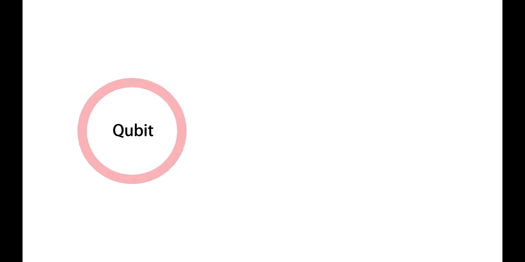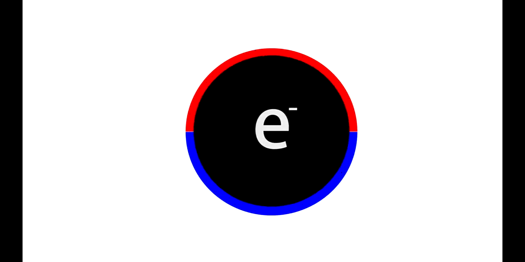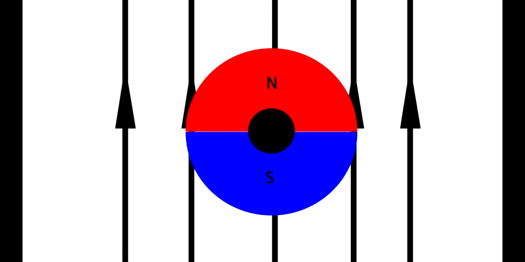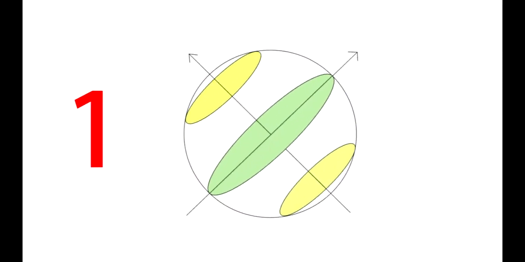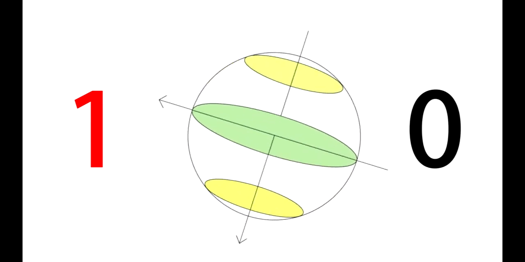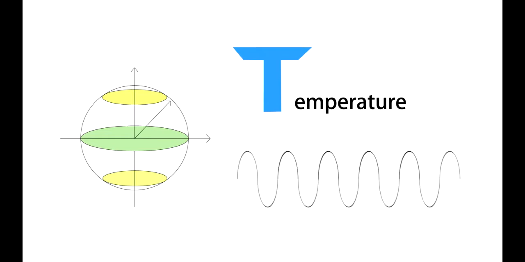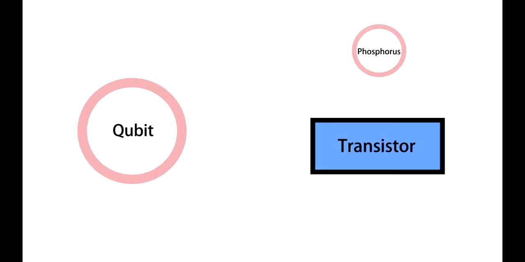One of them is to encode the quantum information in the electron of an atom, such as phosphorus. The electron can act like a simple magnet. It can align either with or against the surrounding magnetic field. When the electron is in the spin up state, it represents a 1, and spin down is a 0. To set up the spin state of an electron, we first cool it down to a very low temperature to stop the electron spinning uncontrollably. We then apply a specific frequency to set it into its quantum state. In reality, the qubit is constructed by placing a single phosphorus atom into a transistor.